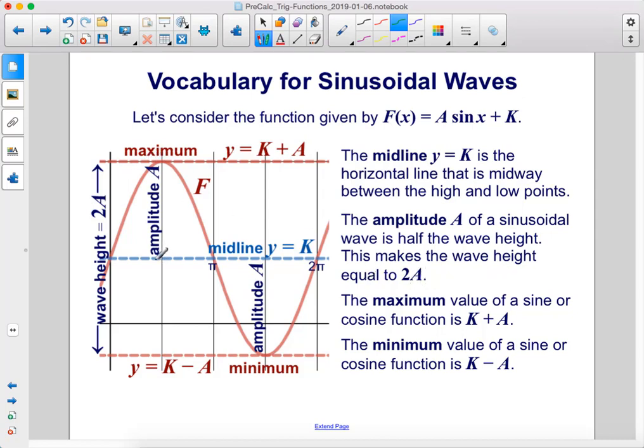So the amplitude goes from here up to there, so from the midline to the maximum or from the midline down to the minimum. The maximum value of a sine or cosine function is k plus a, because k is this line here. You add a, you'll get to that maximum. The minimum value of a sine or cosine function is k minus a. So if you begin at k and then you subtract a, you get down to the minimum.